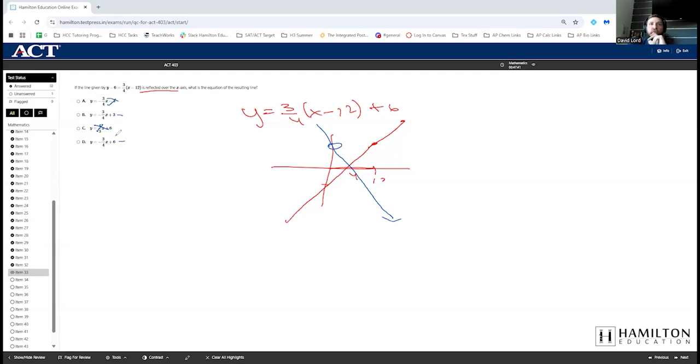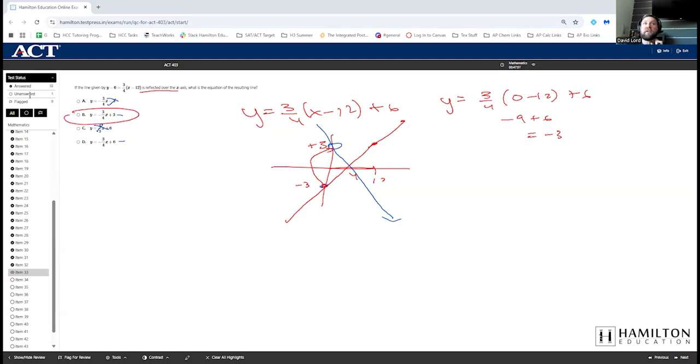So how can we narrow it down between the two of them? Well, the key is what was the y-intercept for the original graph? Well, if we plug in 0 for x, we would get y equals 3/4 times 0 minus 12 plus 6. So that is going to be -9 plus 6, which is -3. So that was the original. And then we reflect it across, it's going to be positive. And that's why the answer was B.